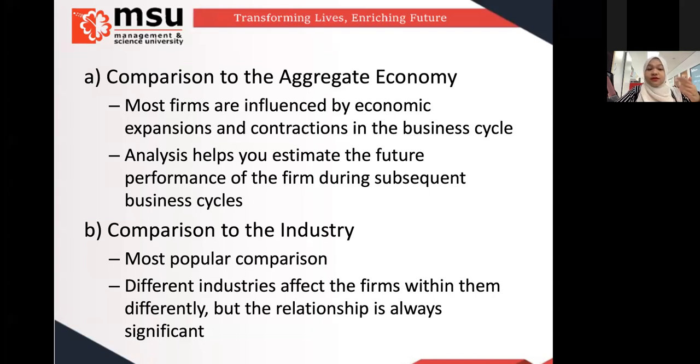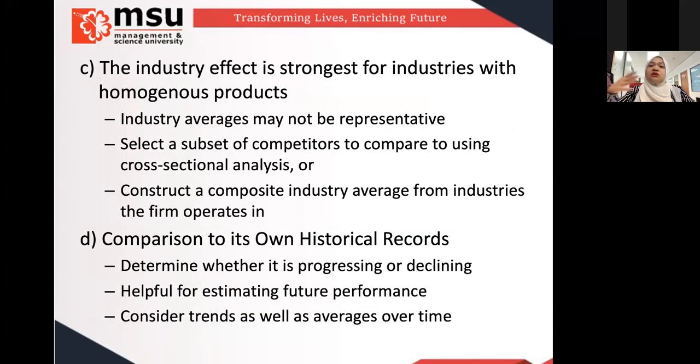Second is comparison to the industry. It is the most popular comparison. Different industries affect the firms within them differently, but the relationship is always significant. The industry effect is strongest for industries with a homogeneous product. So the industry average may not be representative. A select subset of competitors can be compared using cross-sectional analysis, or you can construct a composite industry average from the industry. Industry is what the firms operate in.